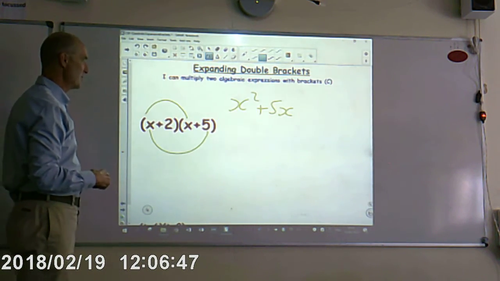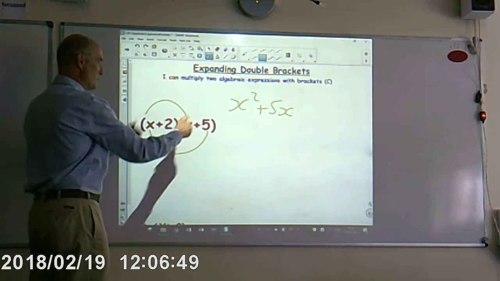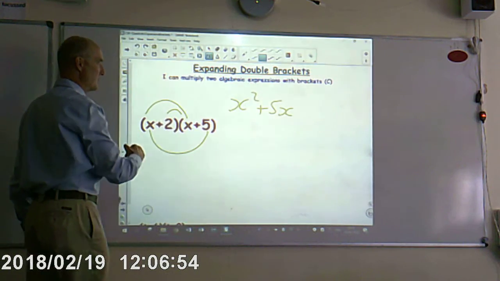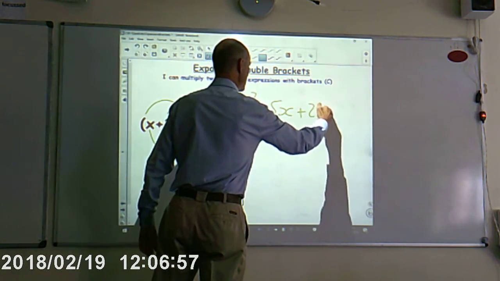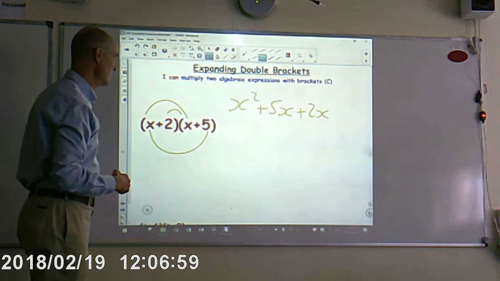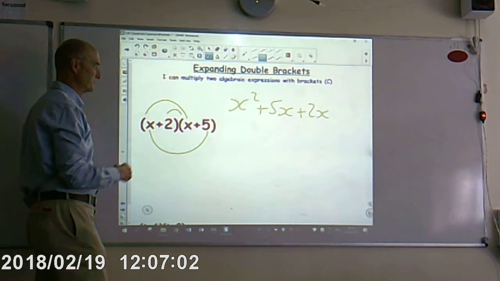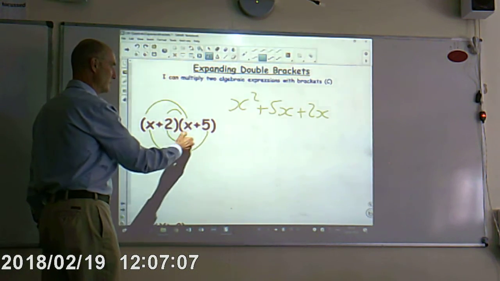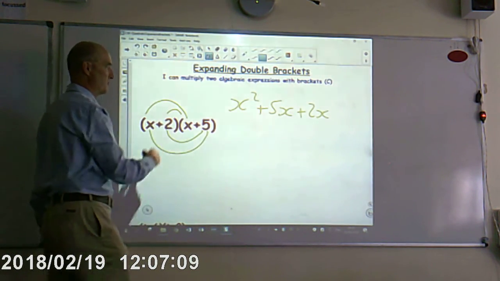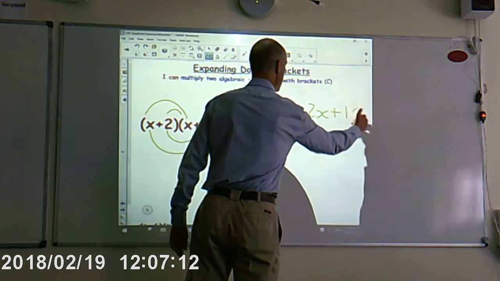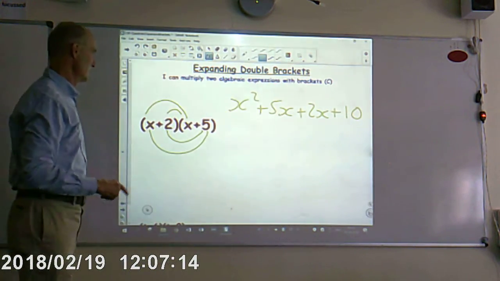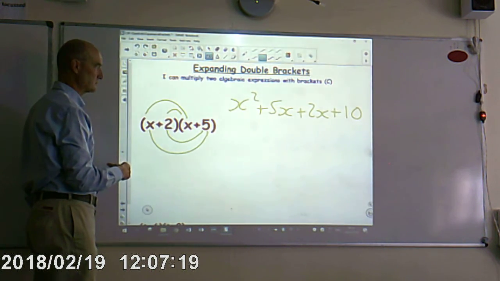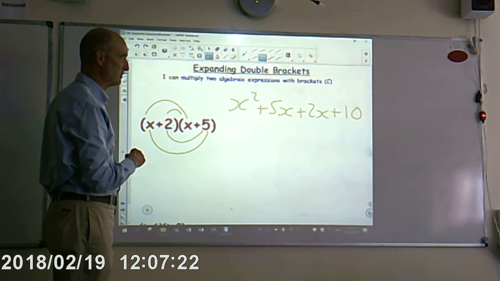I for the inside. The inside terms, the ones that are in the centre of what we've written down. So 2 times x, it's plus 2x. And then finally, the last terms. The last term in this bracket, the last term in that bracket. So it's 2 times 5, 2 times 5 is plus 10. Okay? So everything in that first bracket has been multiplied by everything in the second bracket. And we've got that expression.